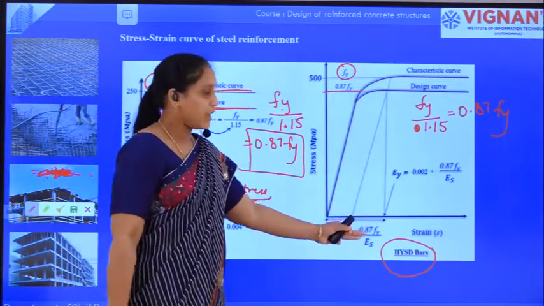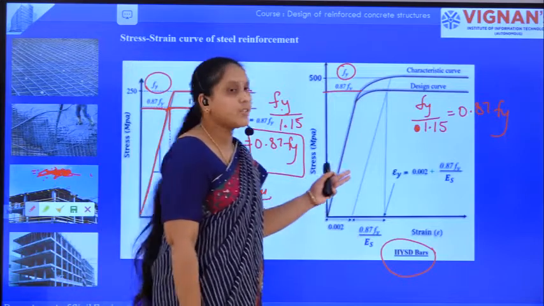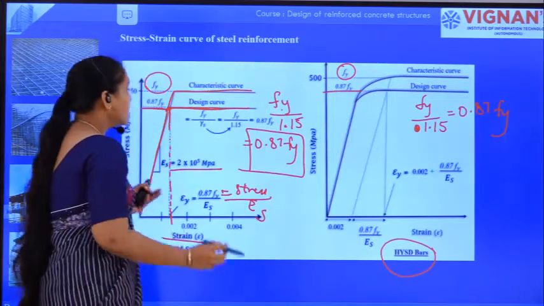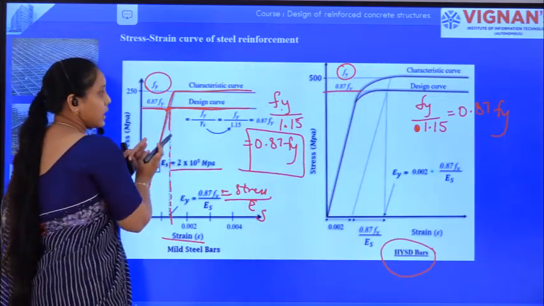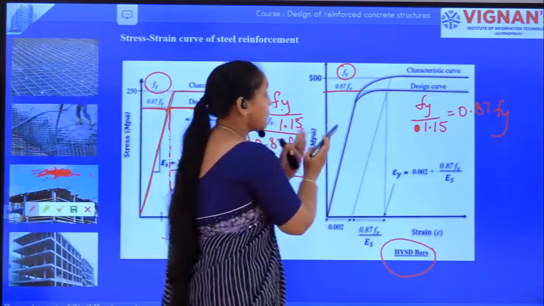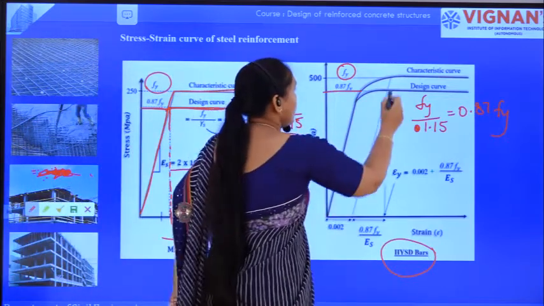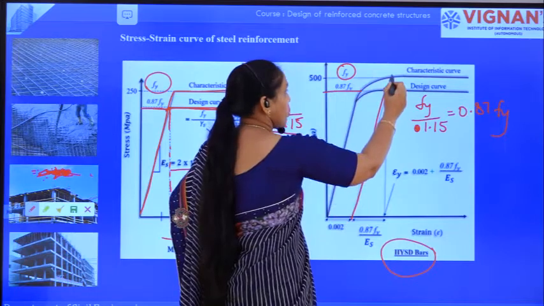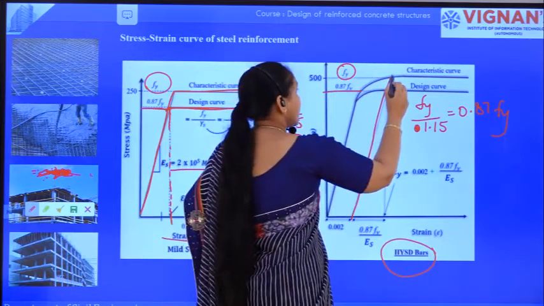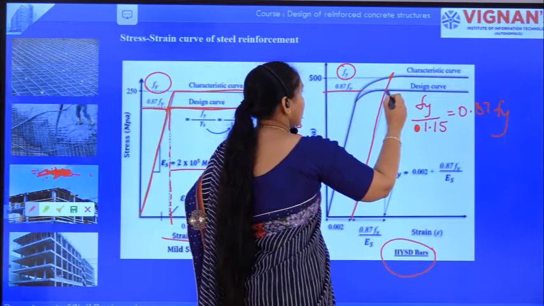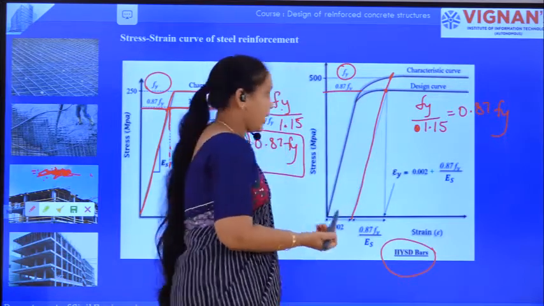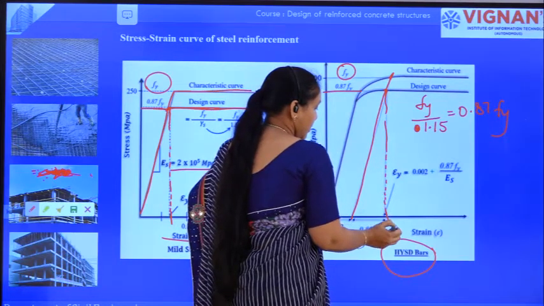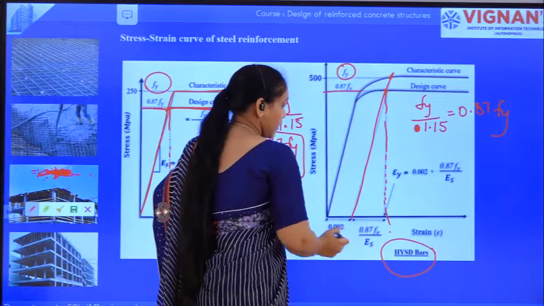Now if you want the strain for the HYSD bar, the yield point is not specifically known. For that reason, parallel to this particular slope, we are going to draw a line. Where this particular line intersects the curve, I am going to take that point as the yield point. From this yield point we are going to draw a line, and this distance will be our strain.